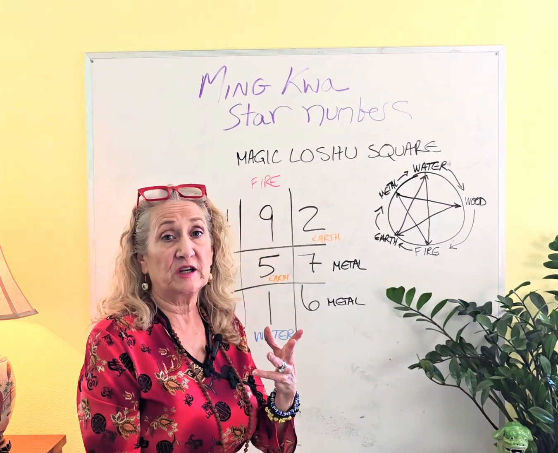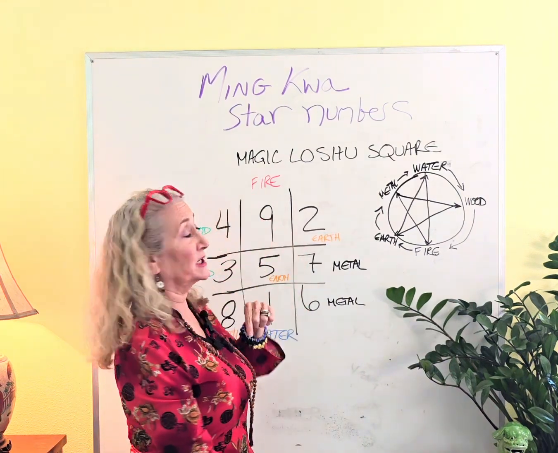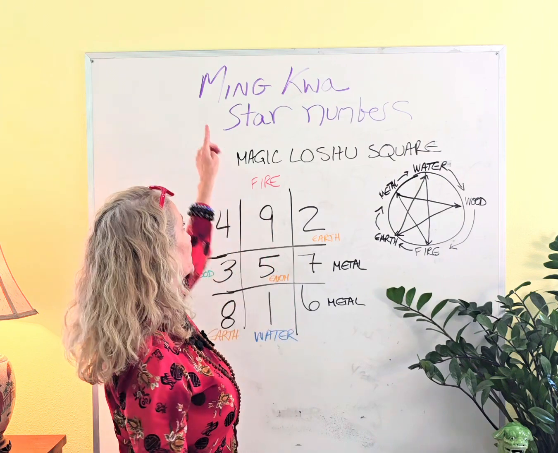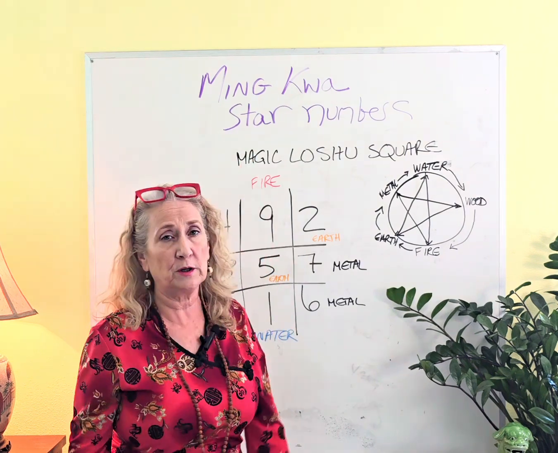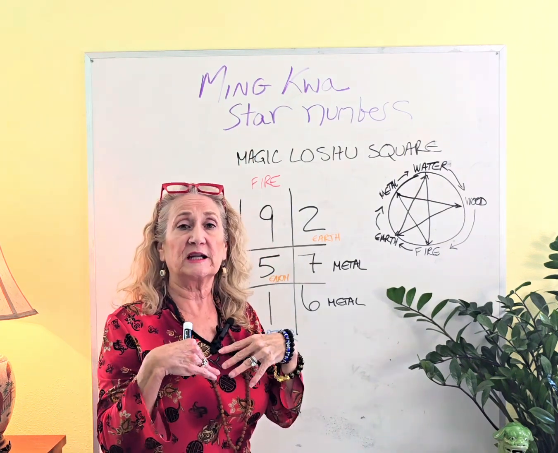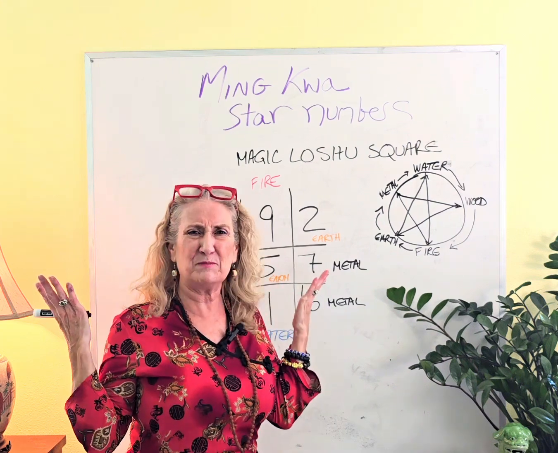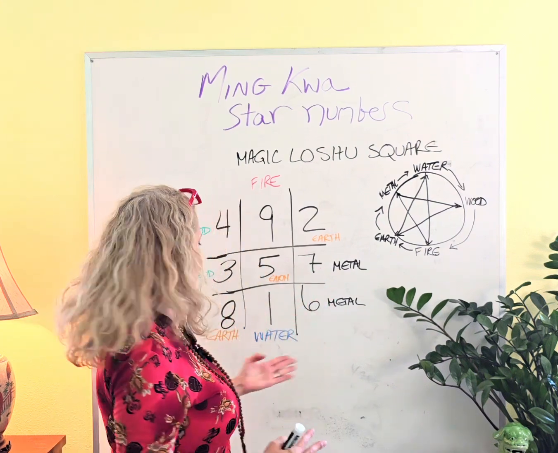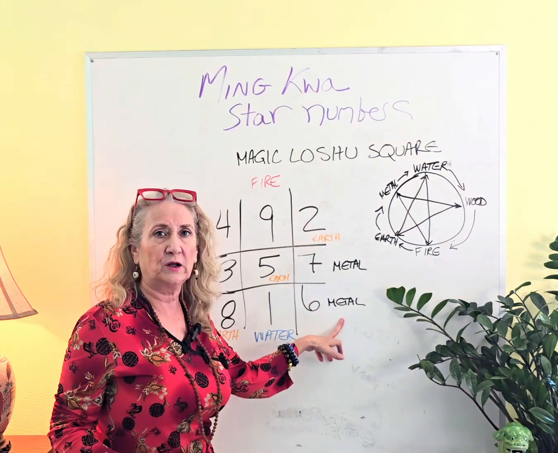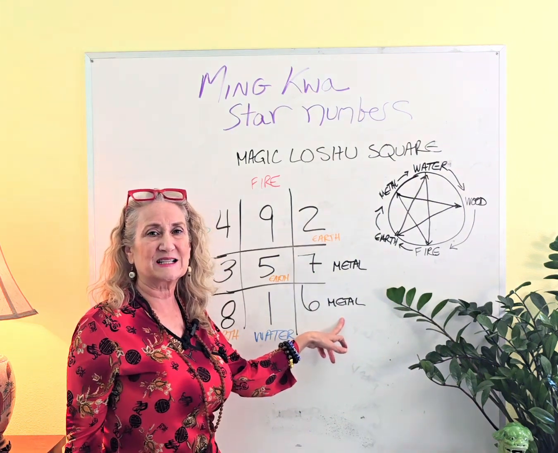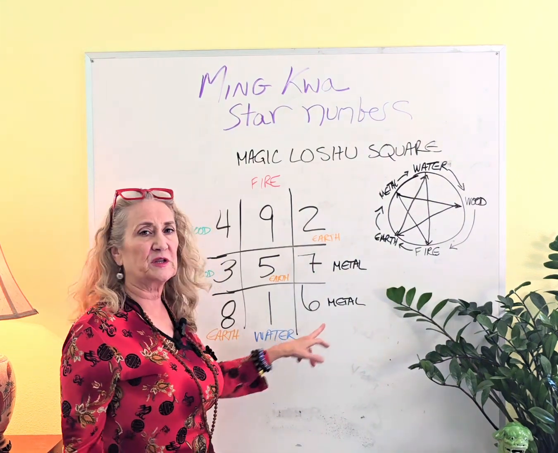In the previous video, we learned how to calculate your Ming Kwa number, otherwise known as your birth star number. This week, we're going to get into a little bit of the characteristics of these numbers. What does that mean when I'm an 8 earth or a 6 metal? Like last video's examples, we came up with these two numbers.